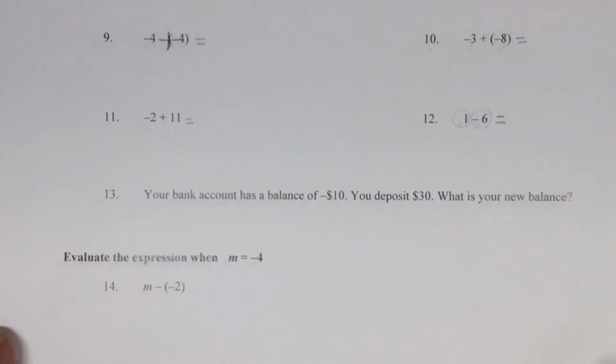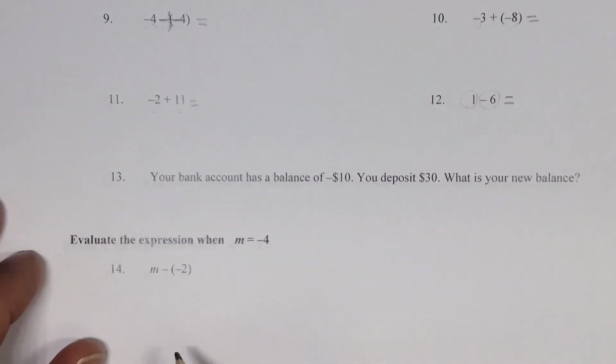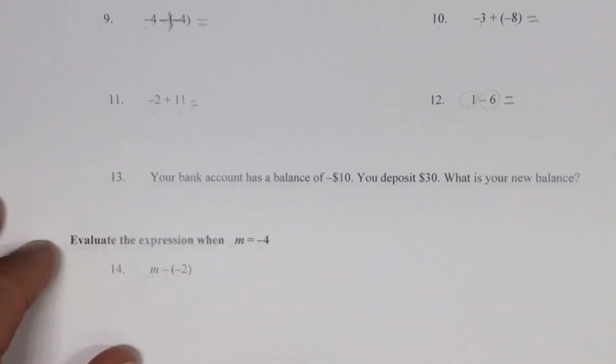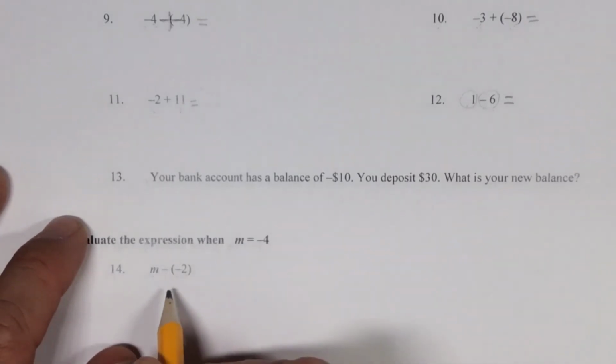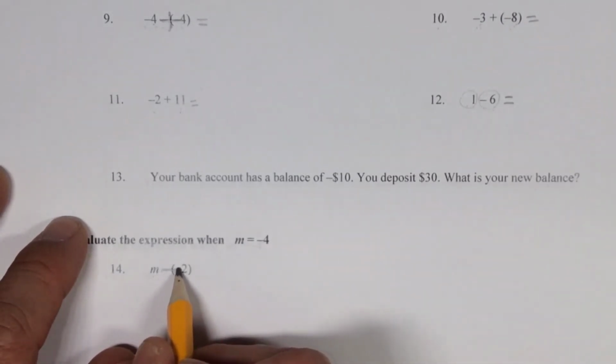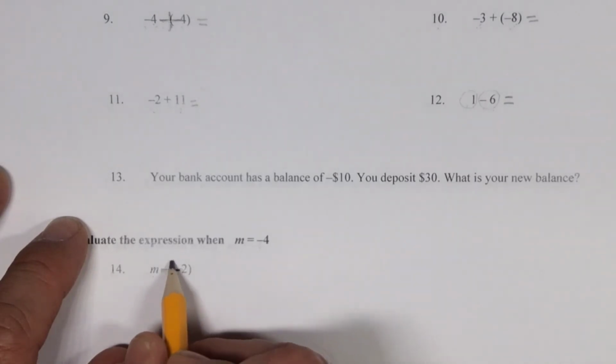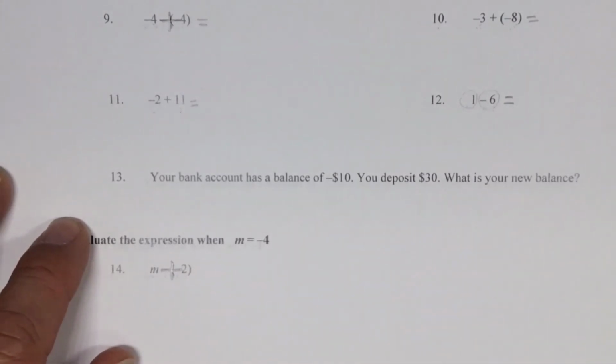Last problem, number 14. It says m minus negative 2. And the first thing I'm going to do, I know you're probably thinking, I see what m is, negative 4, put that in there. But I can't help myself. I've got a minus and a negative right next to each other. I turn that into a big plus because that's just how I roll.